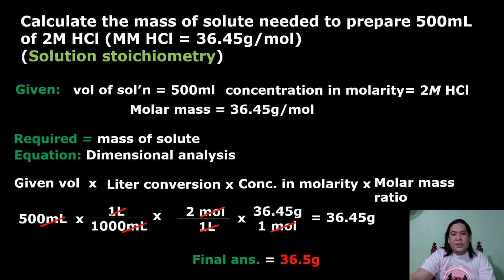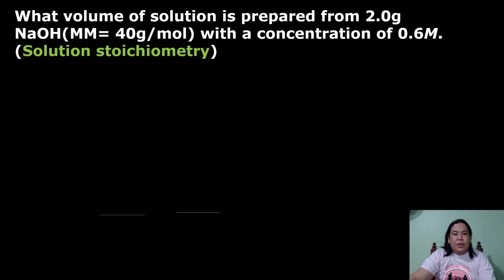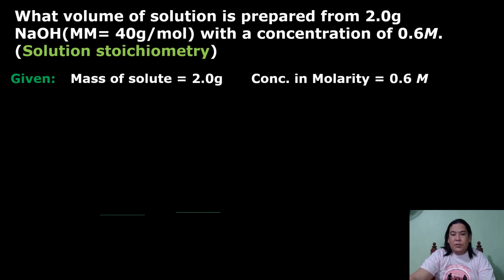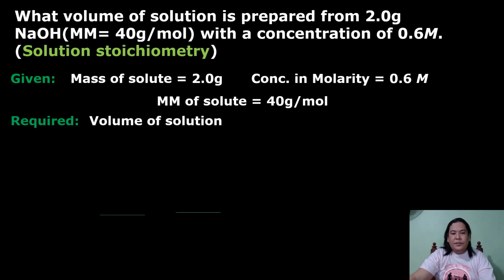Okay. Next, what volume of solution is prepared from 2.0 grams sodium hydroxide with molar mass 40 gram per mole with a concentration of 0.6 molar? Okay, given mass of solute 2.0 grams, concentration in molarity 0.6 molar, then molar mass of solute is 40 gram per mole. Okay, required is the volume of solution.